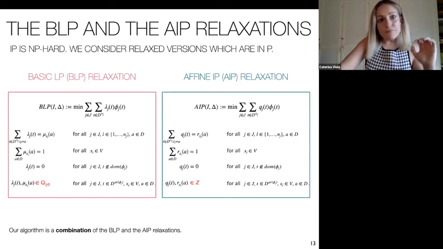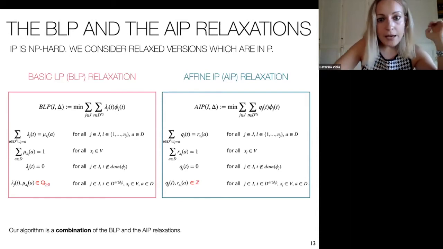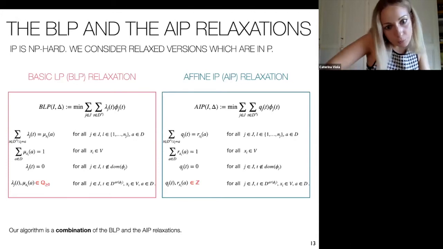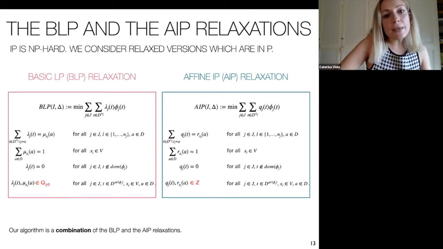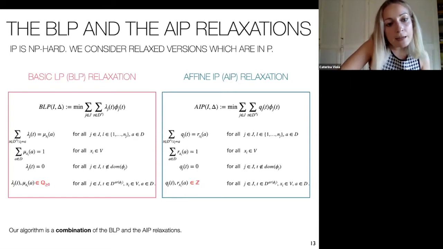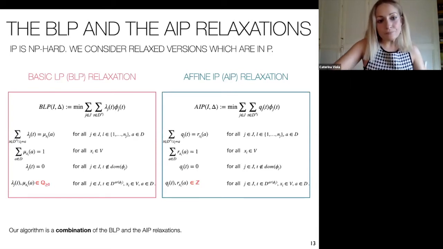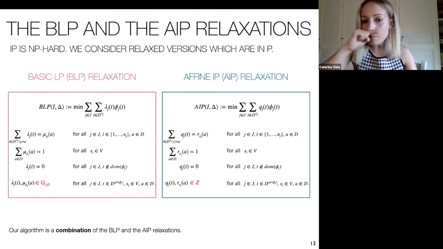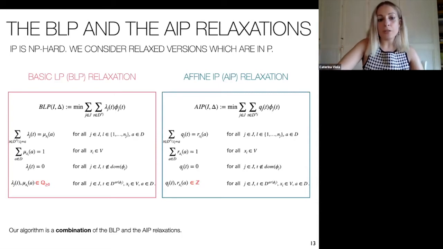So they are defined exactly in the same way as the previous integer program that I showed you before, but in the BLP relaxation, we require that the variables, which we call lambda and mu, take values in the set of non-negative rationals. And in the affine relaxation, we require that the variables q and r take values in the set of integers.